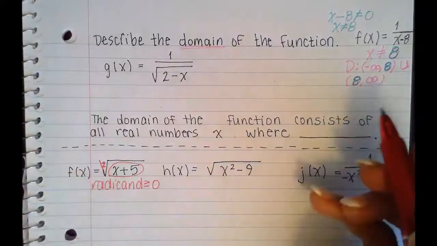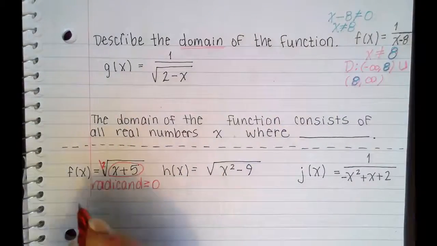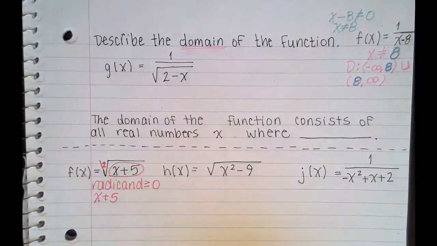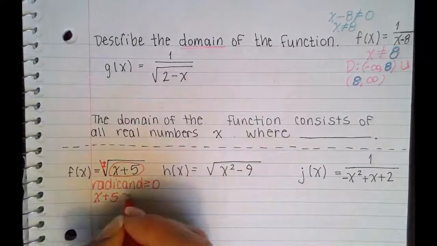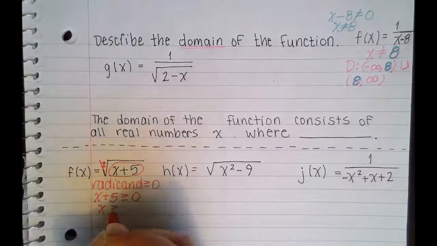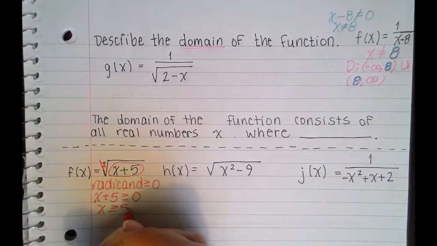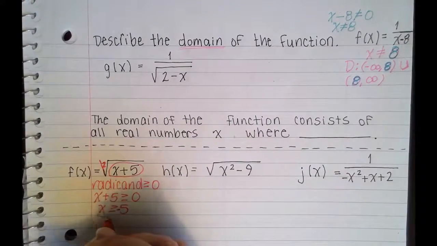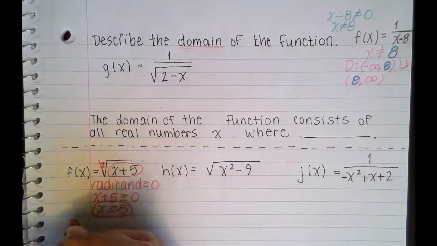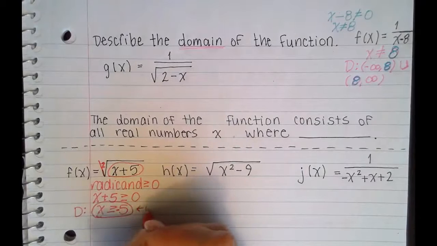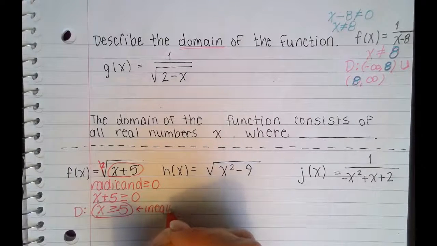So my radicand is linear. Again, being linear makes a lot of these things much easier. X plus 5 must be greater than or equal to 0, which means x must be, subtract 5 from both sides, greater than or equal to negative 5. So this is your domain written as an inequality. Okay? Inequality. I'm not spelling correctly.